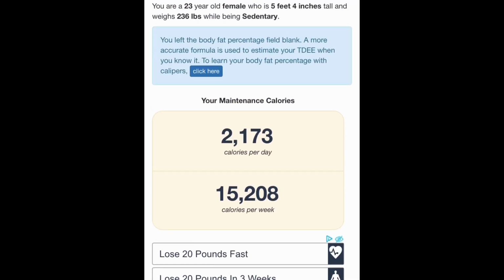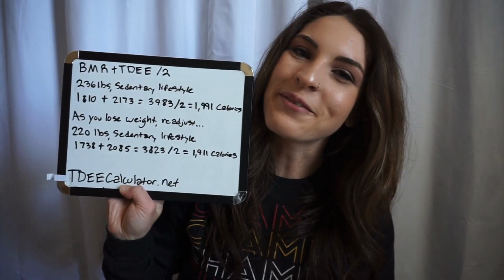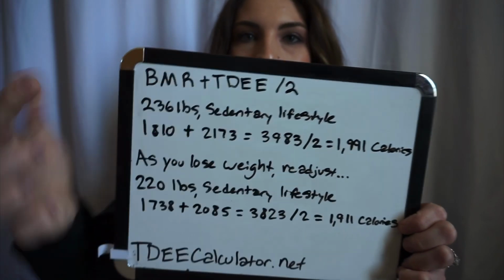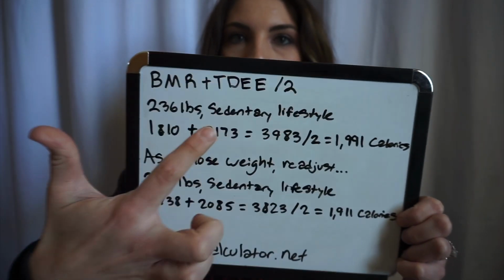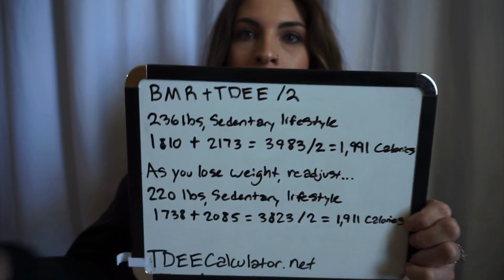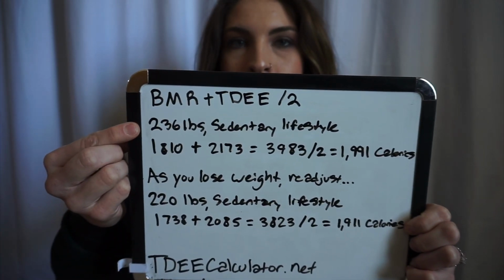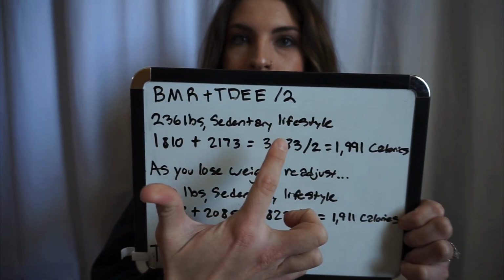And that would be the amount of calories that you eat on your eat days. To give you a little bit more of a visual of how I did this, I went ahead and wrote it down on a handy dandy whiteboard here for you guys. Like I said, your BMR calories plus your TDEE calories divided by 2. When I started, I was 236 pounds, living a sedentary lifestyle.